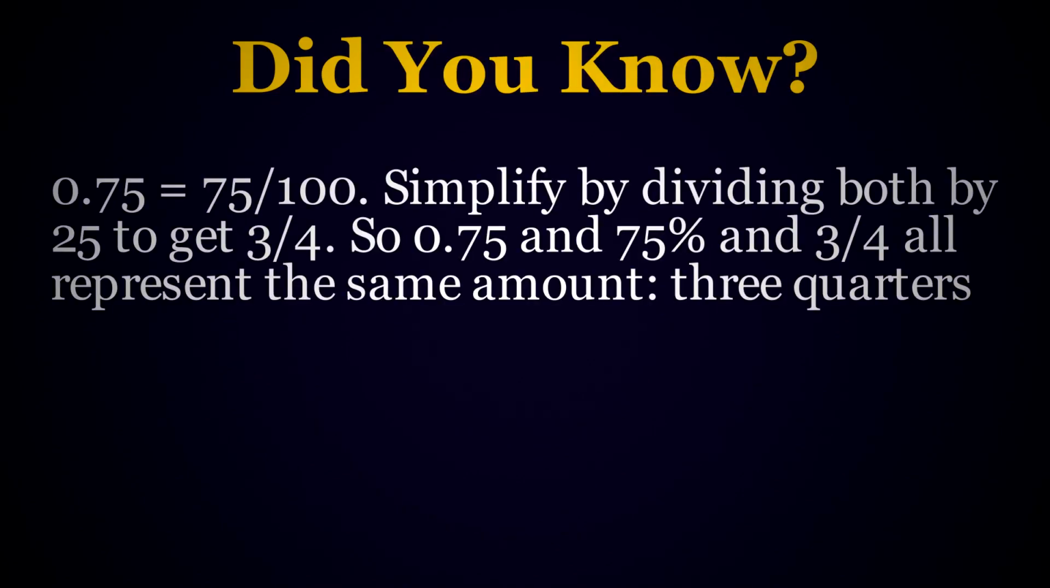Fun fact: 0.75 equals 75/100. Simplify by dividing both by 25 to get 3/4. So 0.75 and 75% and 3/4 all represent the same amount, 3/4.